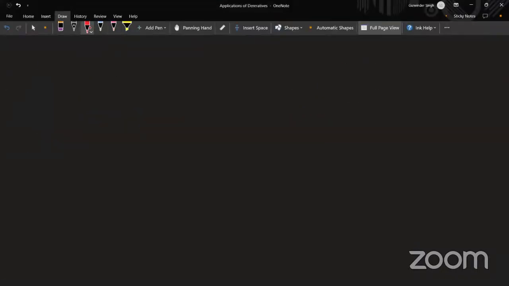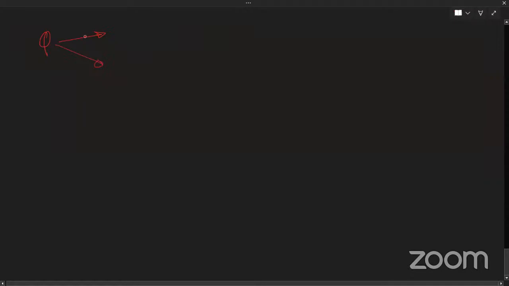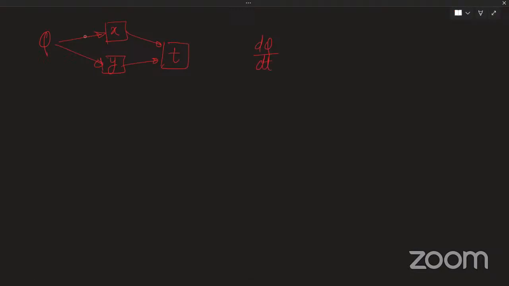So now let us try one question in which you have more than one function, more than one variable. Let us give it a try. For example, you have a quantity q which is related to two variables, x and y, and both x and y are somehow related to variable t. If you are asked dq by dt, you will need to differentiate by applying the chain rule.